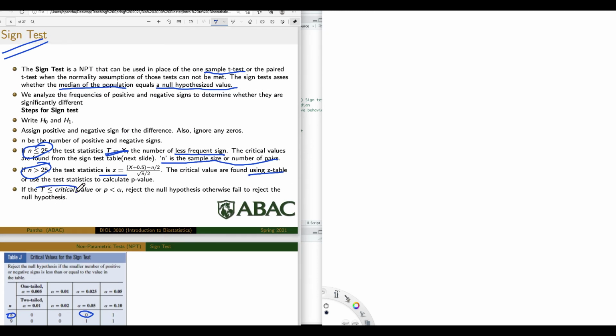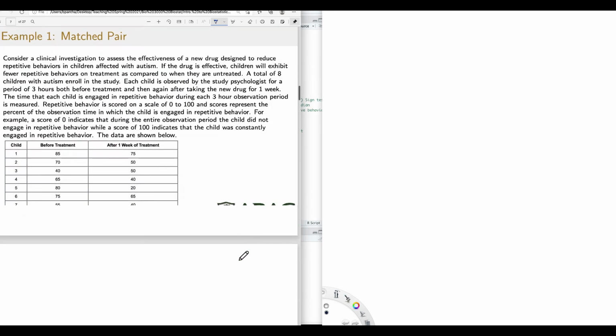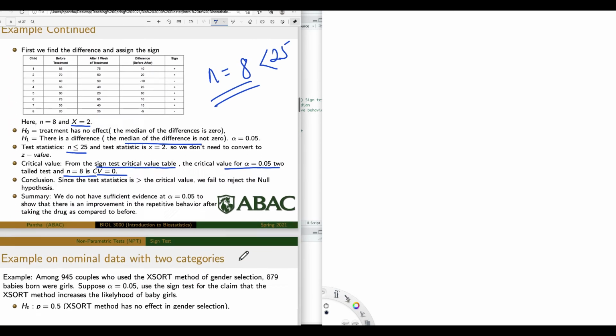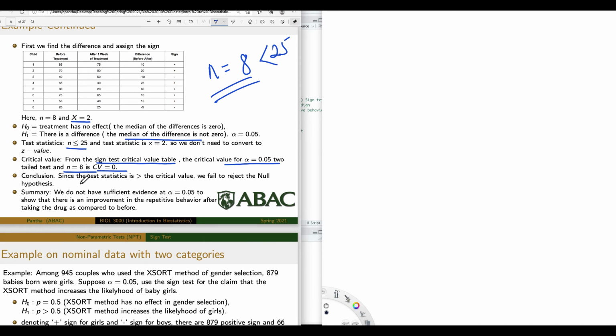As we mentioned in the methods, if the test value is less than the critical value, then we reject. But if the test value is greater than the critical value, then we do not reject. Since the test statistic is greater than the critical value, we fail to reject the null hypothesis. What was the null hypothesis? Treatment has no effect was the null hypothesis.